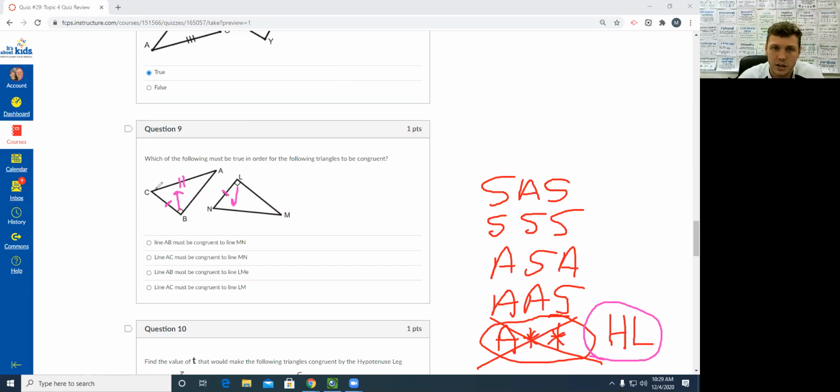So this segment right here, AC, that's line AC, has to be congruent to MN, right? In order for hypotenuse leg, we have BC is congruent to LN, that's our leg. We also need the hypotenuse. So AC is MN. All right, line AC must be congruent to line MN.